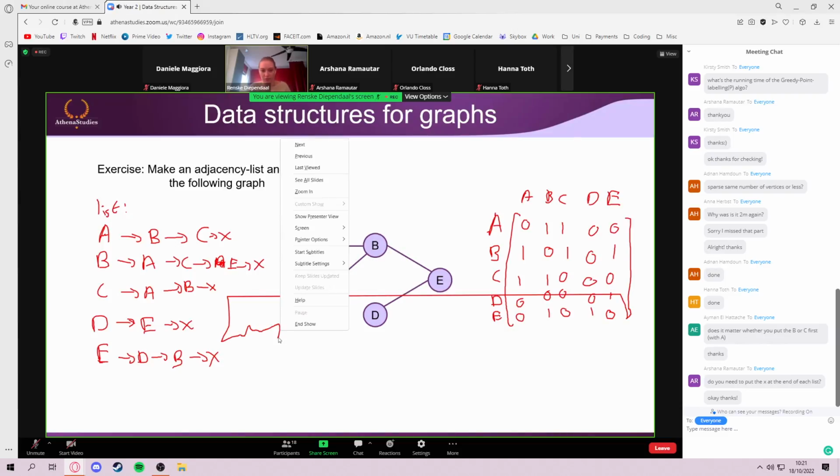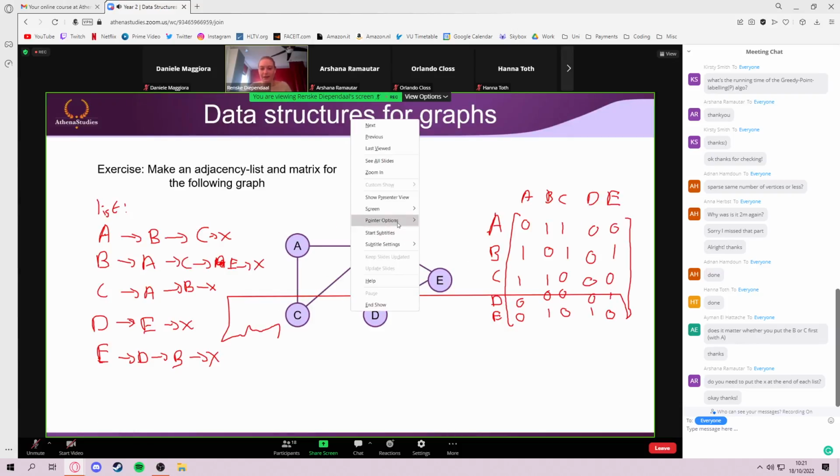Sorry, my pen is doing weird again. I accidentally wrote on the chat box and that somehow screwed it up. Ah, yeah, should be fine now.